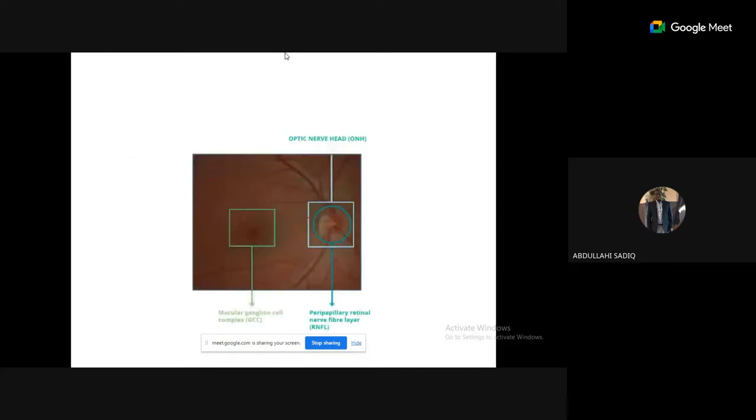Now, this is one example. This is what I'm talking about. We talk about the optic nerve head, the peripapillary retinal fiber layer, and then the macular ganglion cell complex.